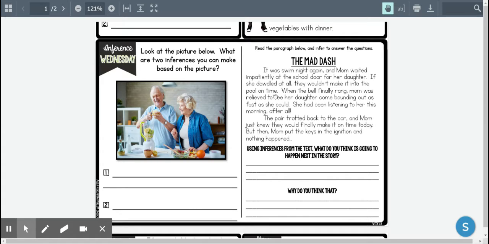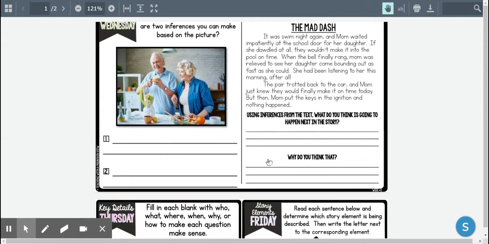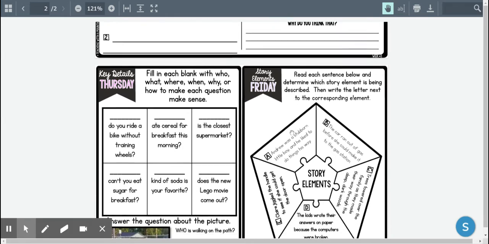And then the second part of Wednesday inferencing is using the text. So you'll read the paragraph, the story called The Mad Dash, and then you will infer what you think is going to happen next in the story. It's not a guess, it's based on information from the text. So it's kind of combining a guess or a prediction with actual text evidence. Make sure that you explain why you think what will happen next in the story.